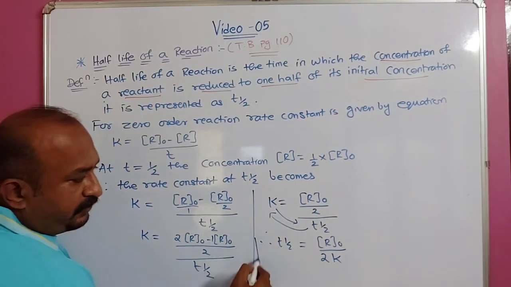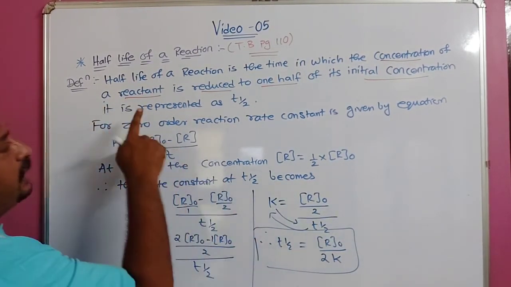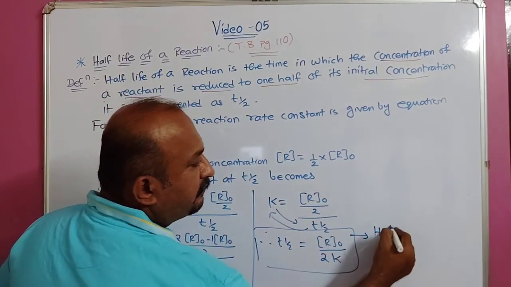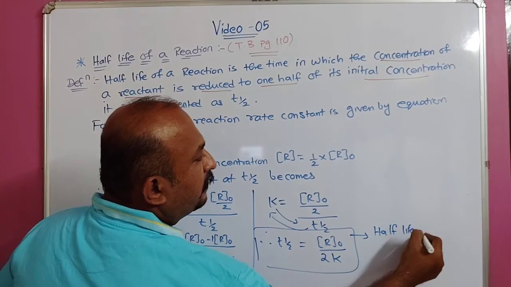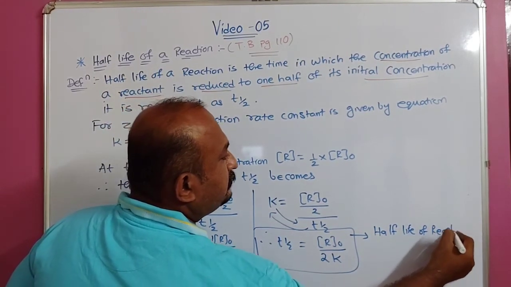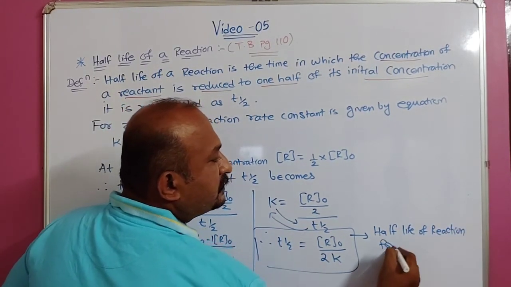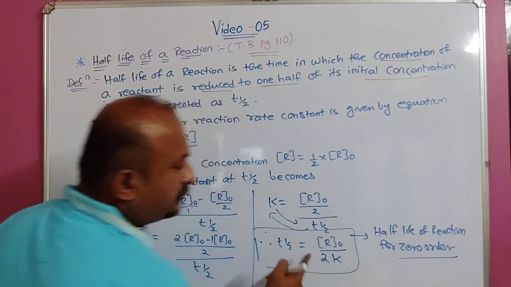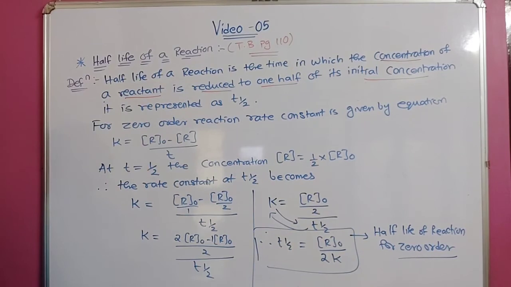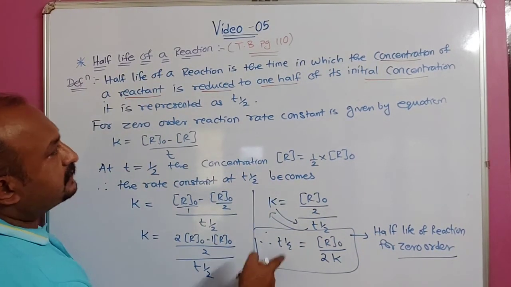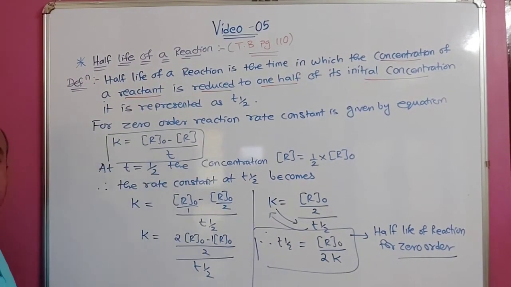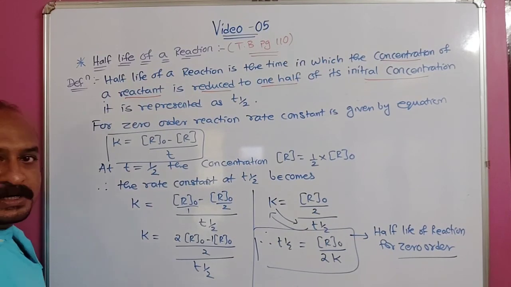Okay? So we got the formula for T half, that is the half-life of a reaction for zero order reaction. Understood? So this is the formula. Okay? So two things we have studied. Half-life formula is this, and for rate constant this is the formula for zero order. Okay? Understood this part?